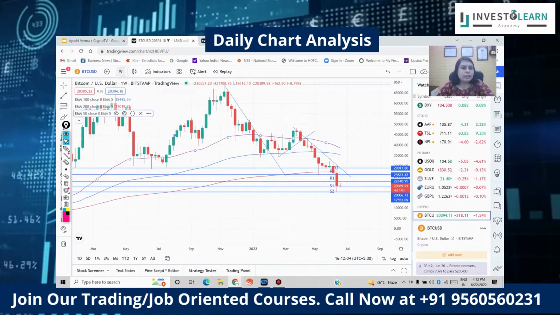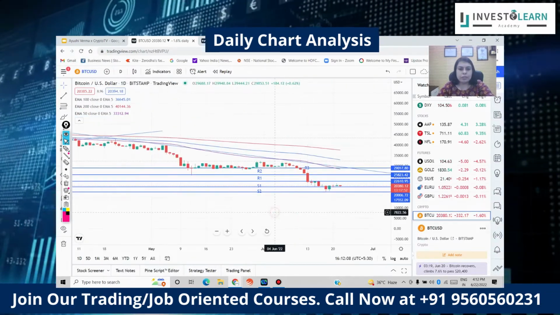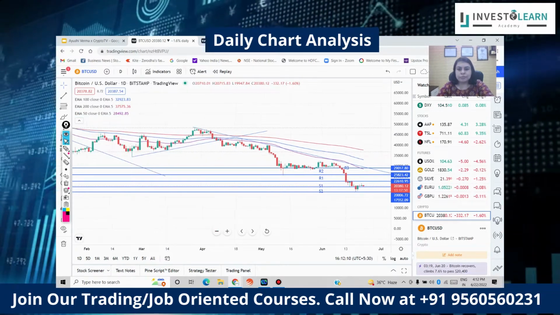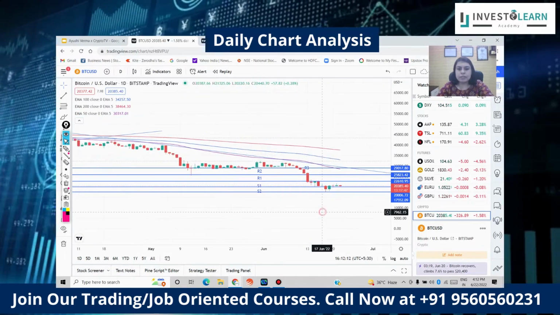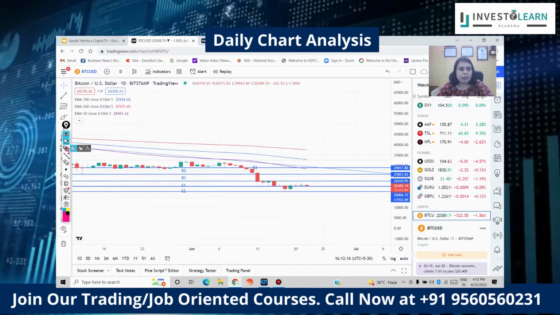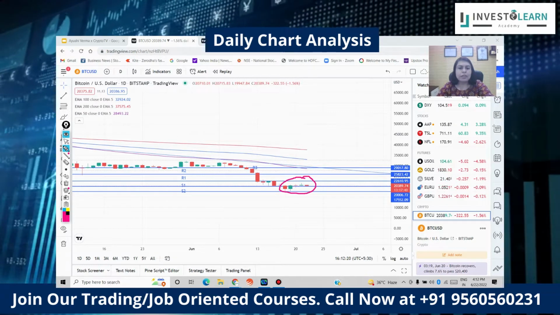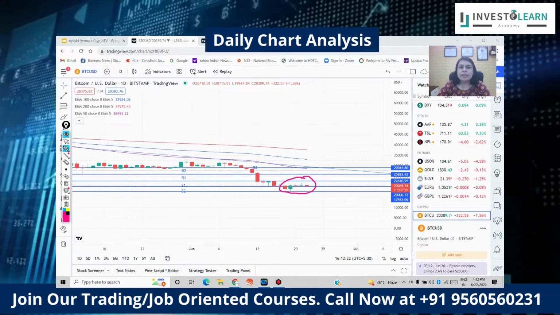Now coming to the daily chart, let me just come back quickly to the daily chart. This is the daily chart of the same thing, and you can see that the price is just hovering around the 20,000 level. If you can see here, lots of dojis and lots of spinning tops are there, so it's basically lacking momentum.